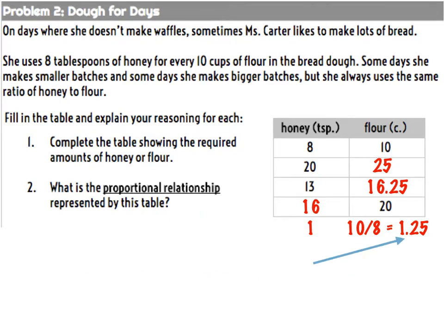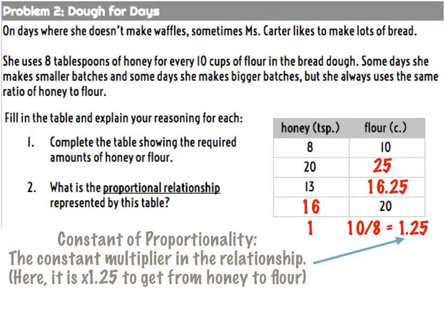This 1.25 that you got by scaling it down to the unit rate, this has another name. Its name would be the constant of proportionality. It is the constant multiplier in the relationship. That means that it does not change. In every row, you multiply everything on the left, honey, by 1.25 to get to everything on the right, flour. So in this relationship, 1.25 is the constant of proportionality to get from honey to flour.